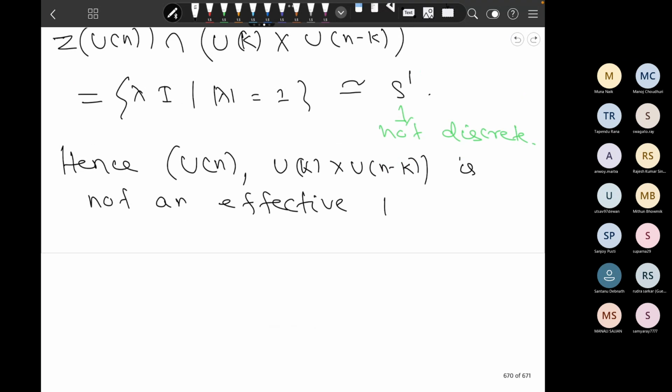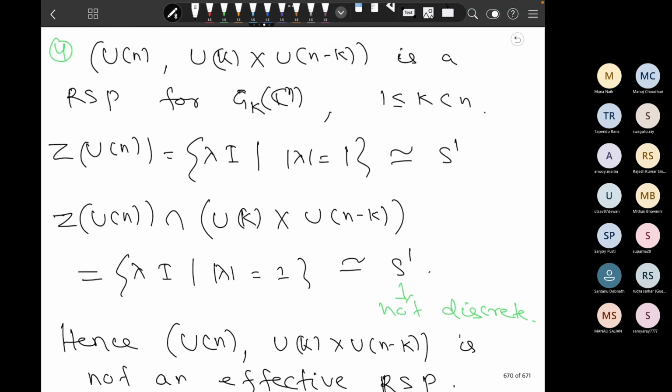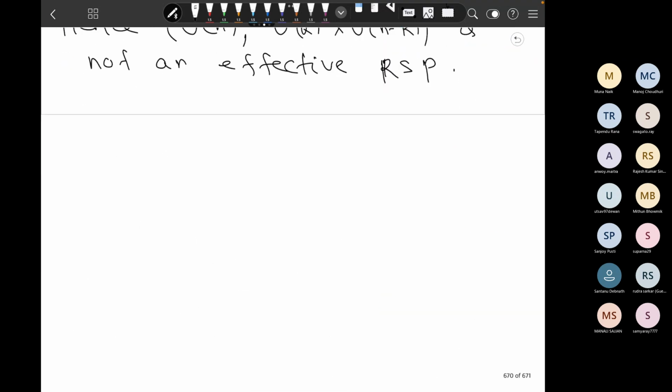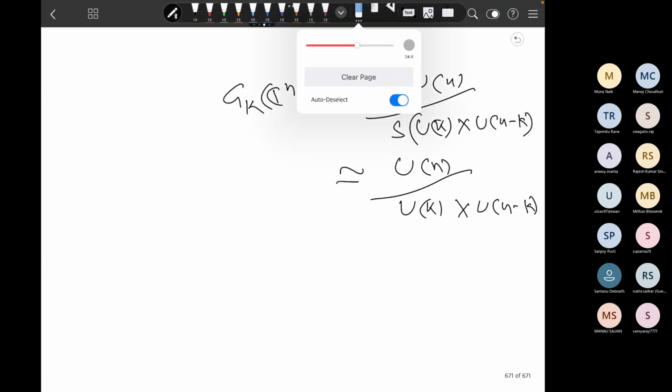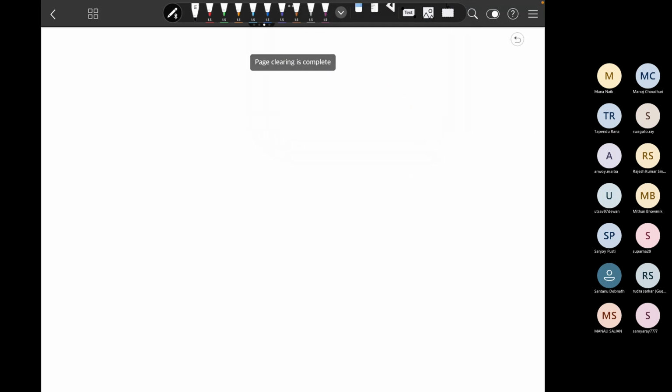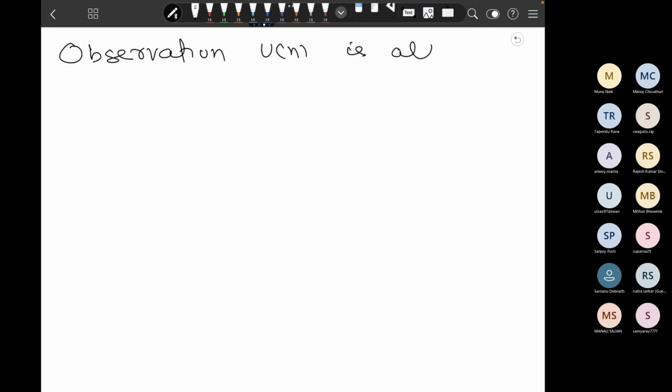Okay, so this is not an effective Riemannian symmetric pair. Moreover, this center is not discrete. Moreover, observation: U(N) is also not semi-simple, as this center of U(N) is not discrete.